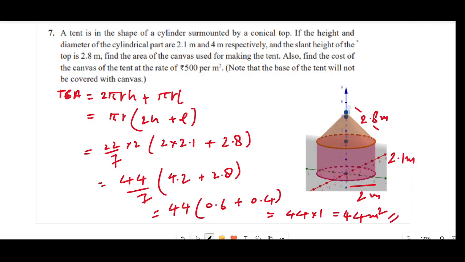Now total cost will be 500 because the cost of 1 meter square is 500. So total cost is 44, and now here 5 4s are 20, 5 4s are 20, so 22000. So this is in rupees. Clear? Now move on to the next question.